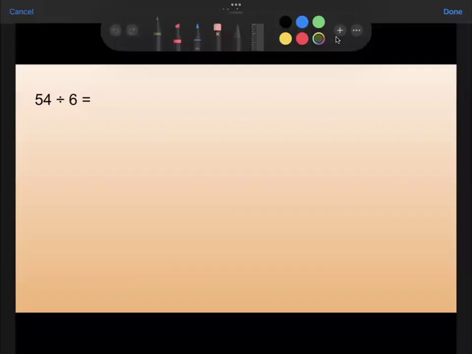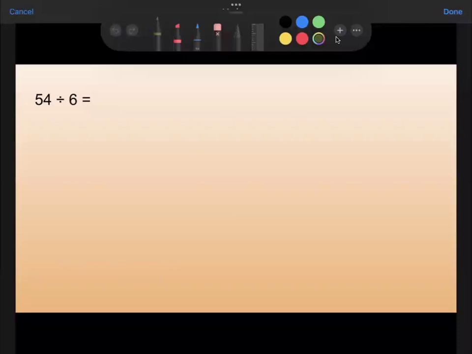Okay, here's the first division fact we're going to review. It's 54 divided by 6. And if you know this off the top of your head, that's great. But if you need a little bit of review or you're feeling stuck and you're like, I feel like I should know this, but how do I figure it out if I don't? I'm going to show you a couple different ways throughout this video that you can figure it out.